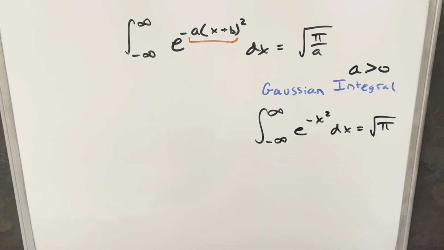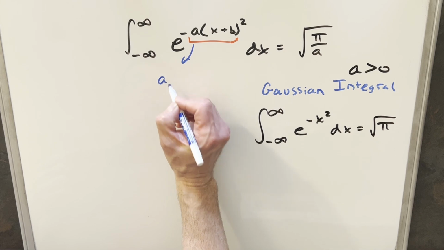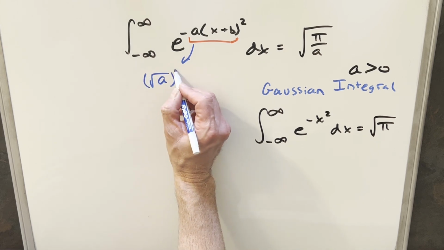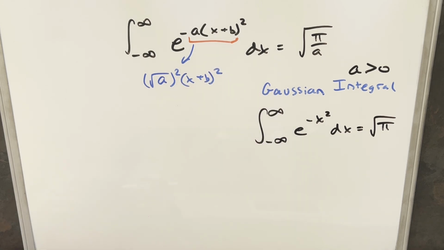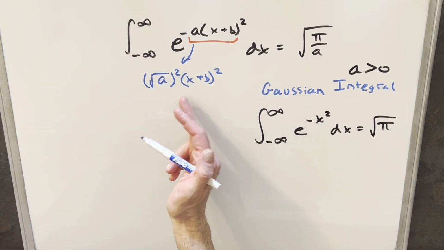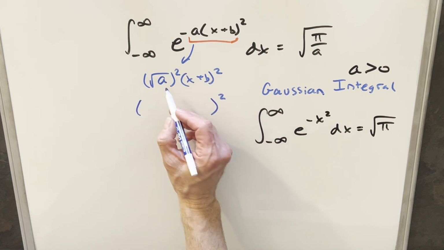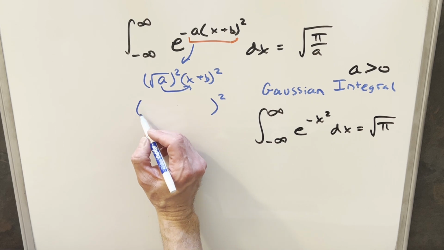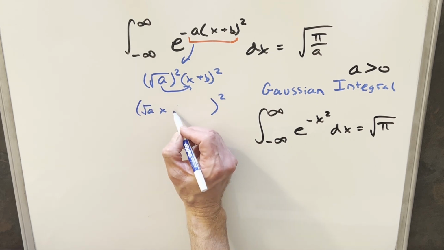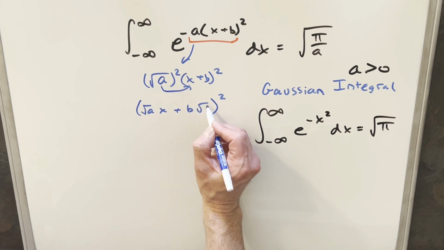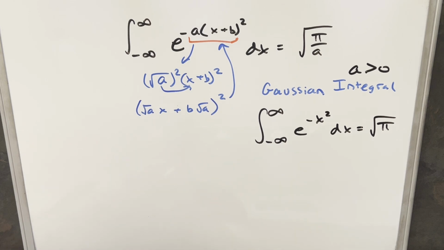And so what I'm going to do to start to rewrite this is take that a and write it as square root of a squared, and then we'll have this other stuff, (x plus b) squared. But now, because everything's squared, I can put these two together, write it under one parentheses all squared, and distribute in the square root of a. So what we get by doing that, we'll have square root of a times x plus b times square root of a. So now let's take this and put it back, and I'll rewrite the integral.